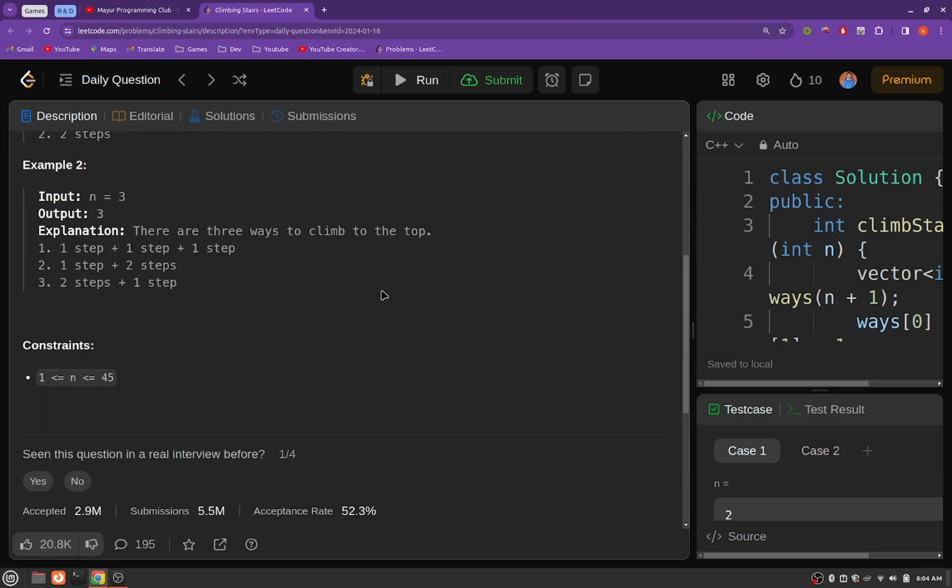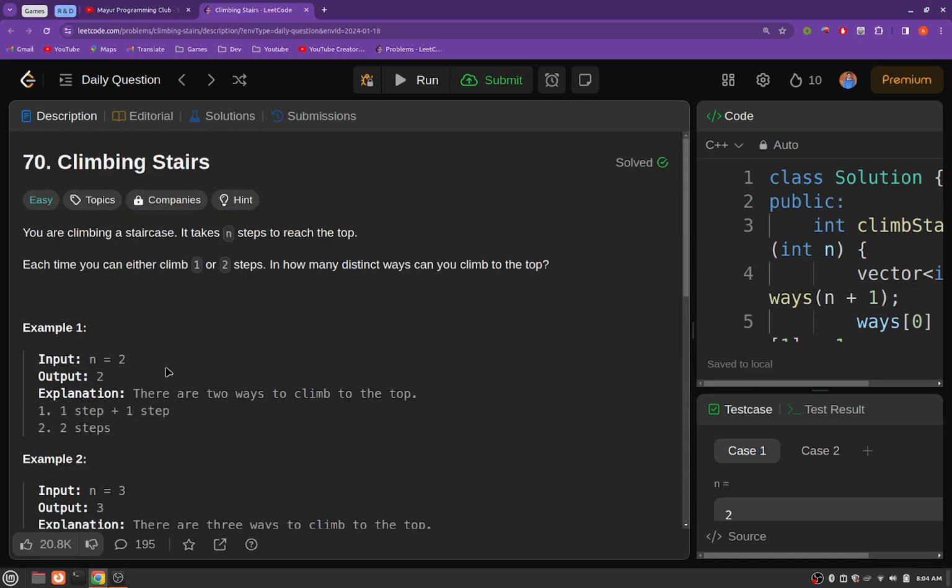Okay, so let's have a look at the constraints also. And here n is of the order 45. It ranges from 1 to 45 steps.